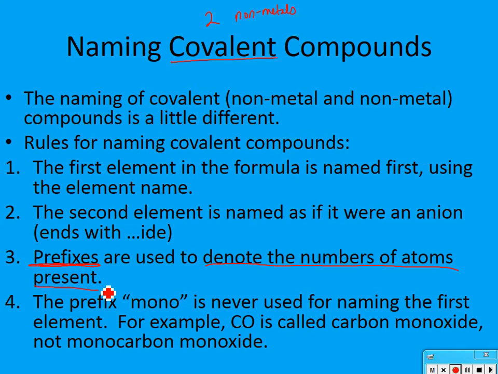And rule number 4, the prefix mono is never used for naming the first element. So we don't have to use mono in the first element. For example, CO is called carbon monoxide. It's not called monocarbon monoxide. So if it's the first element in the compound, we never use mono, even though there's one carbon there. We'll go through some examples and it'll make sense.